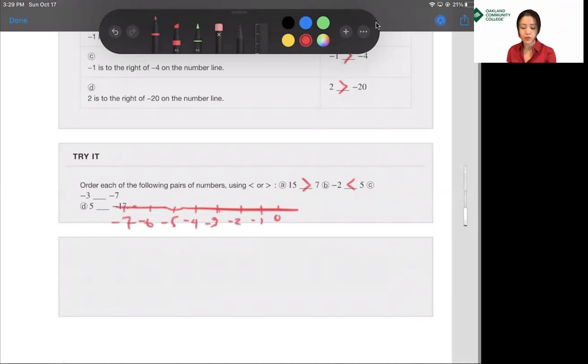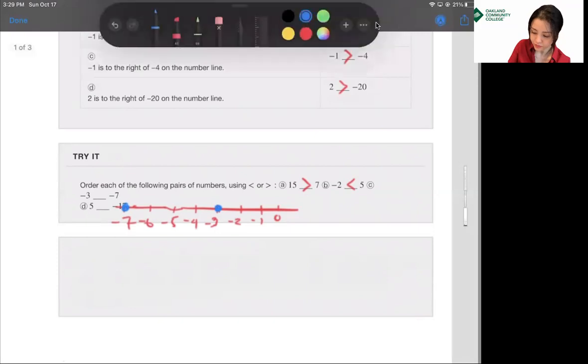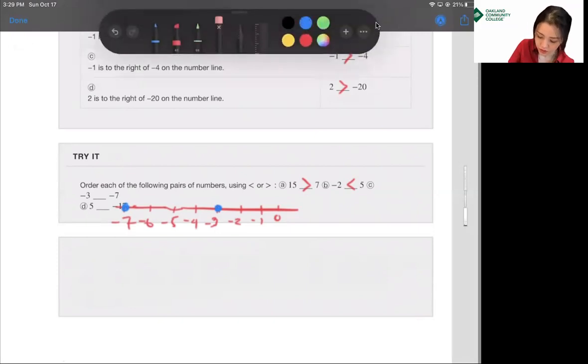So which one is to the right of which one? Here's -3, here's -7. So -3 is to the right of -7. Therefore, -3 is larger than -7. Let me erase this.